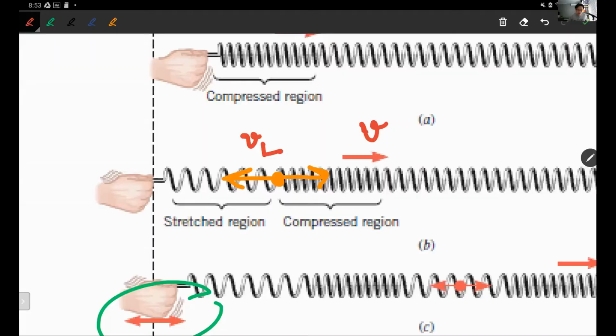In this case, you can call this a longitudinal velocity. So as you can see, whenever you look at waves, you always have two velocities to think about. One is the velocity of the wave itself. The wave just goes. And the second is the velocity of the elements of the medium.